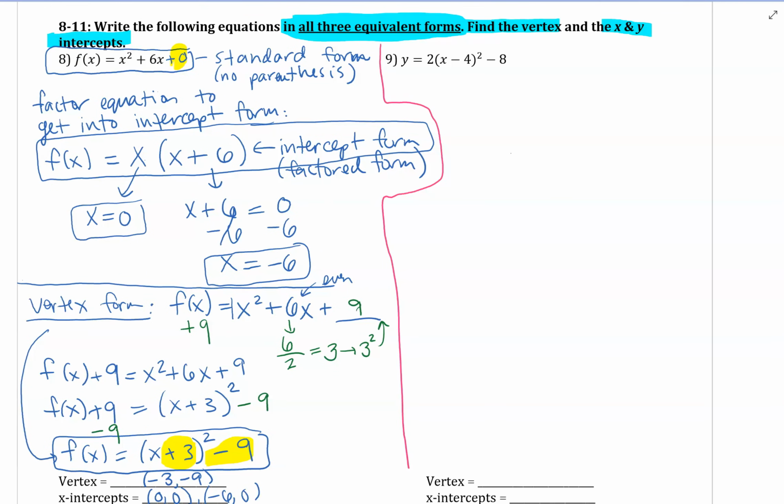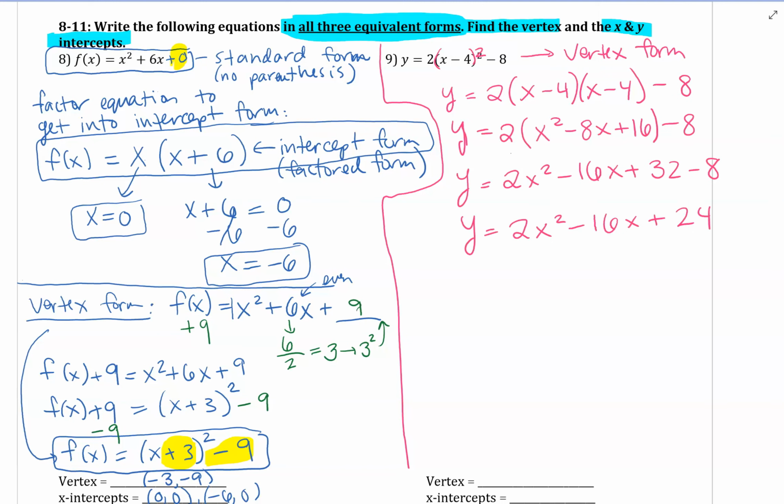Now with number 9, I can see that this one is already in vertex form. I can tell because it has the set of parentheses squared. So I'm not going to need to complete the square or anything on this one because it was already done. I'm going to have to convert into standard form and then from there into intercept form. To convert to standard form is simple. I just FOIL out that perfect square, distribute, and combine like terms. I'm going to have you guys do that right now.